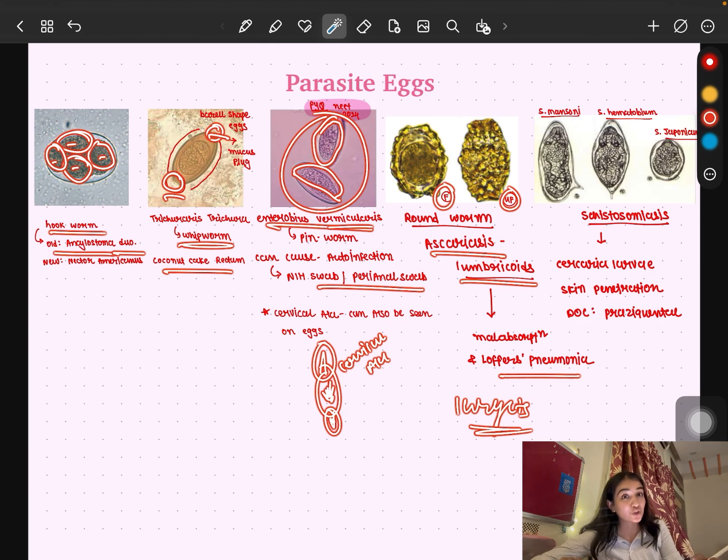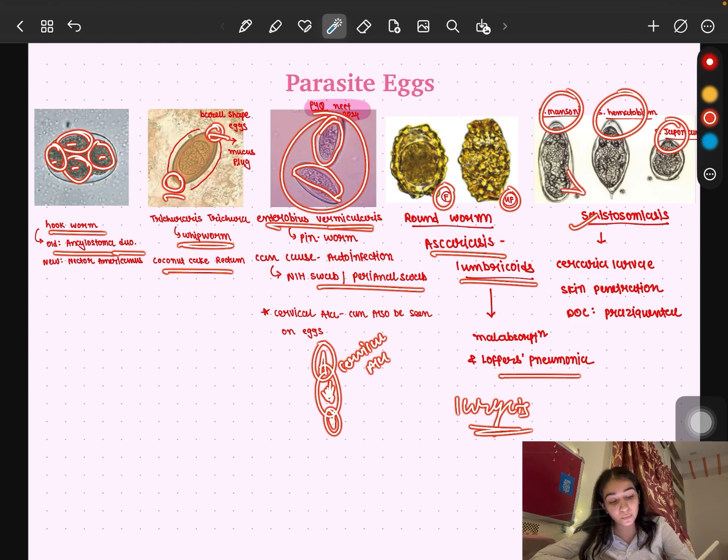Now let's talk about schistosomiasis for a second. These are the schistosomiasis eggs. You have to study three different species in this group. One is S. mansoni, the second one is S. haematobium, and the third one is S. japonicum. This is the lateral spine. This is the terminal spine.